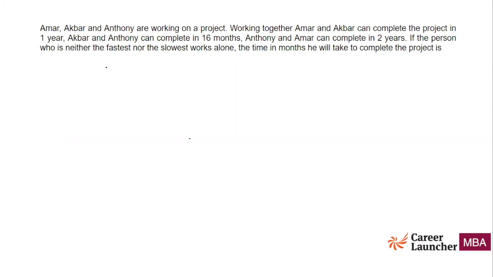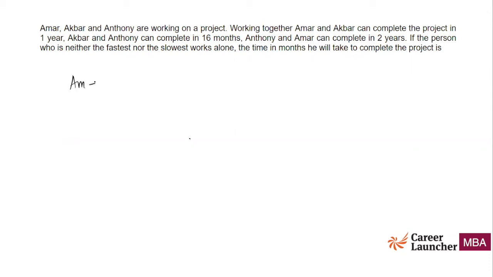Okay, we have Amar, Akbar, and Anthony working on a project. Working together, Amar and Akbar can complete the project in 1 year. Akbar and Anthony can complete in 16 months. Anthony and Amar can complete in 2 years. If the person who is neither the fastest nor the slowest works alone, the time in months he will take to complete the project is. So we have to figure out who is kind of the medium paced worker.